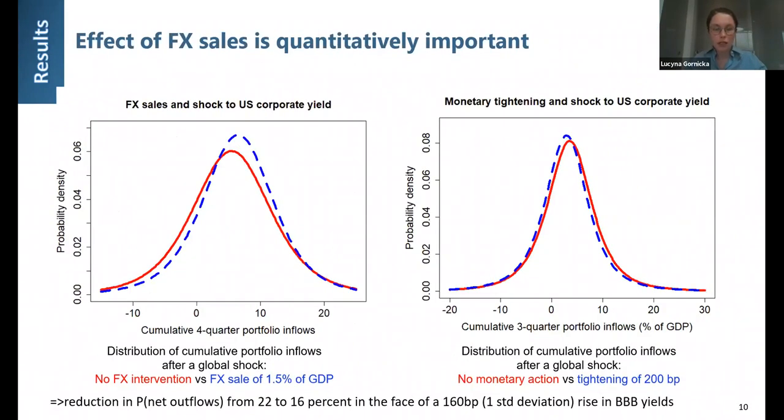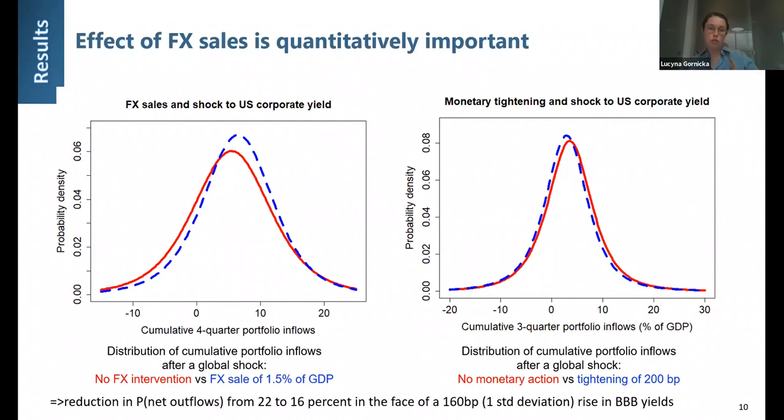And here we present exactly the same results, but through these predicted density functions, both for the FX sales and for monetary tightening. So here we feed these empirical distributions in the skewed T distributions for cumulative four quarter ahead portfolio inflows, conditional on the one standard deviation increase in the BBB yield, for two cases. First, when there is no policy intervention, so those are the red density functions, versus the case when there is a policy intervention corresponding to one standard deviation intervention, so FX sale of 1.5% GDP or a tightening of 200 basis points. So as you can see, the FX sales have quantitatively important effects.